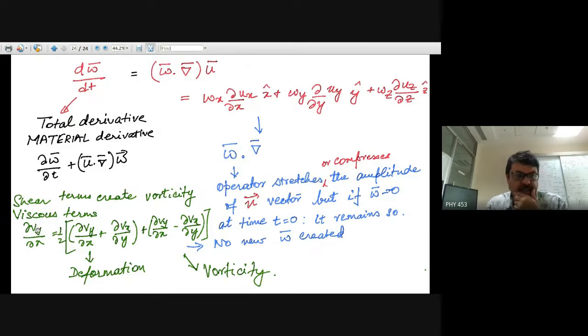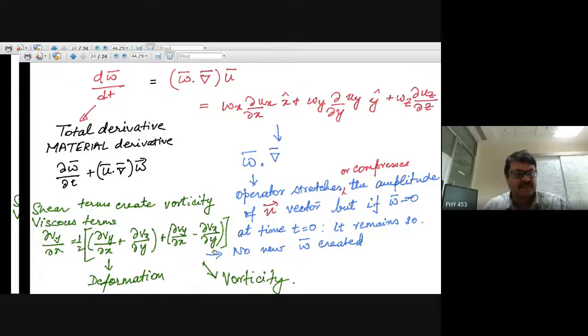I have already mentioned that if you have this term, it can have a vorticity term as well. So that's enough.